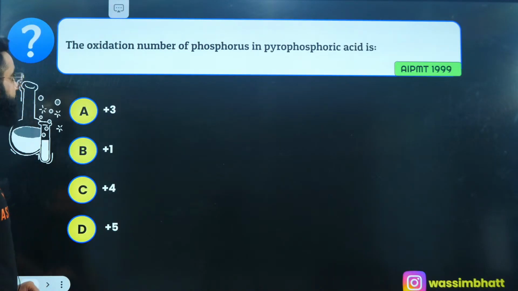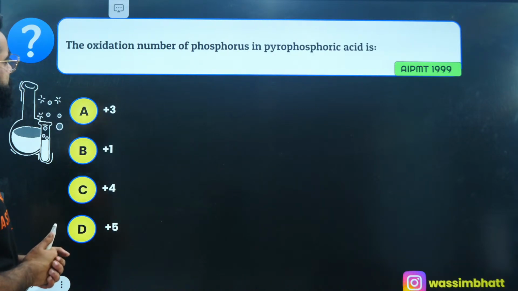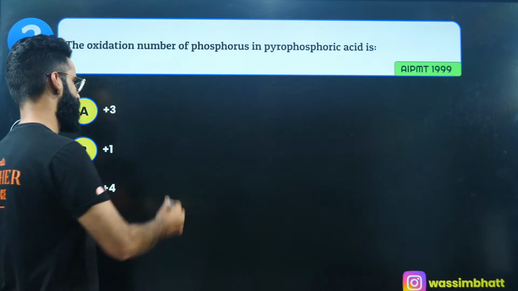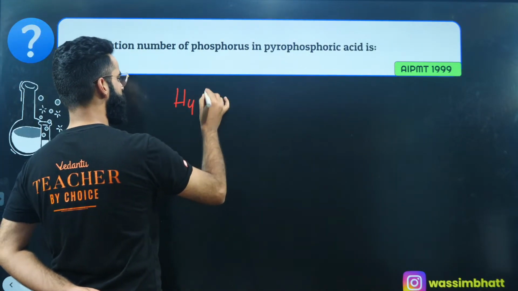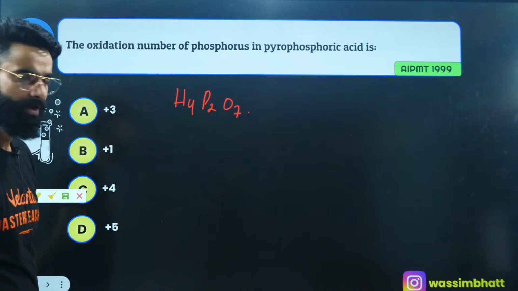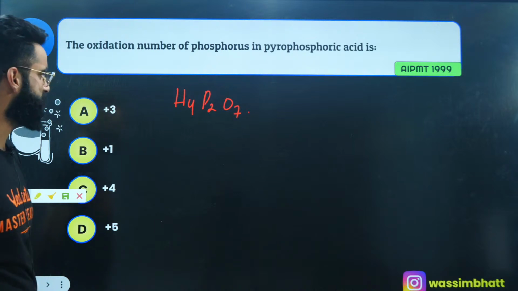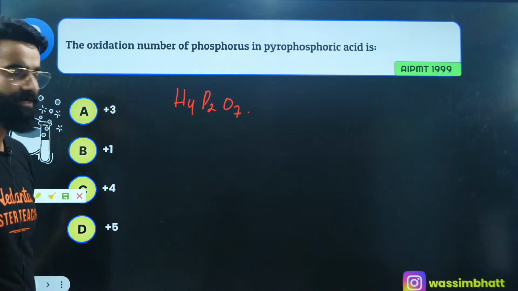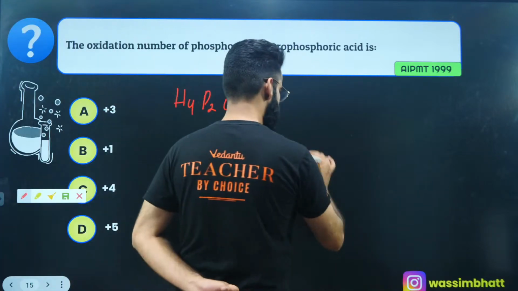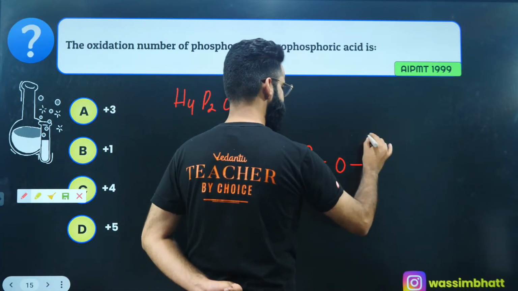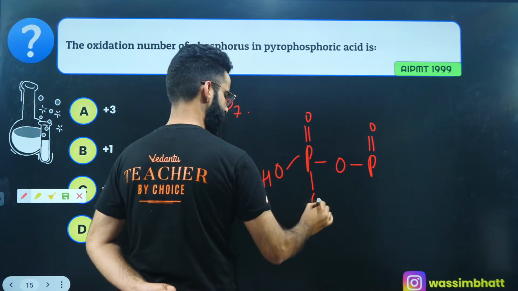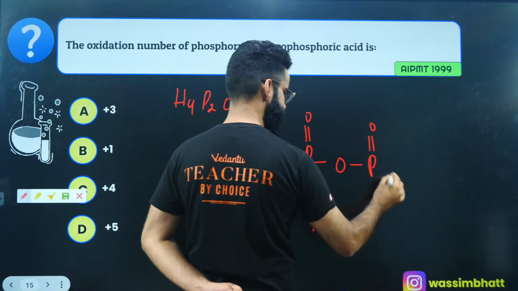It's option B. The oxidation state of phosphorus in pyrophosphoric acid. What is pyrophosphoric acid? H4P2O7. This is your pyrophosphoric acid, if you remember. What is the oxidation state of phosphorus in case of your pyrophosphoric acid? What is it going to be? First of all, let's try to draw its structure. And I think we have seen its structure already in the earlier sessions.